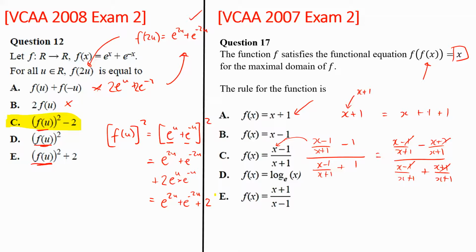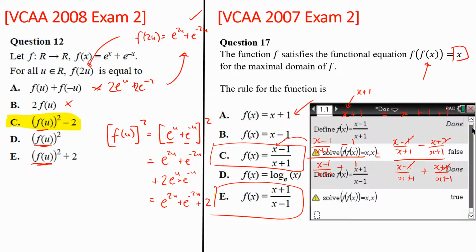Alternatively, the method I approached was, because I knew the answer was either C or D, all I did was plug into the calculator, because I just wanted to solve which one of those is true. I'm just going to remove this so you can see. Because there were only two potential answers, all I did was define f of x as this, and then solve if I sub f of x into f of x and want it to equal x.